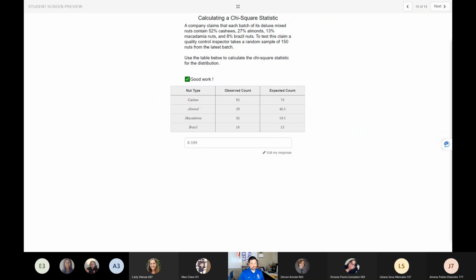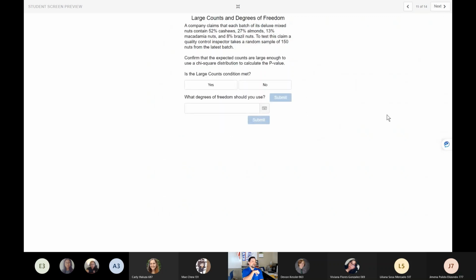All right. Let's get that next one. Large counts and degrees of freedom, same context. We need to confirm that the expected counts are large enough to use a chi-square distribution to calculate the p-value. So answer: is the large counts condition met, yes or no, then submit that answer. The submit button to the right of the second question is for yes or no. And then what degrees of freedom should you use? Type in just the number value for your degrees of freedom and hit submit. It will tell you whether or not you've got the correct responses. All right, let's take a couple minutes and answer these 2 short questions.